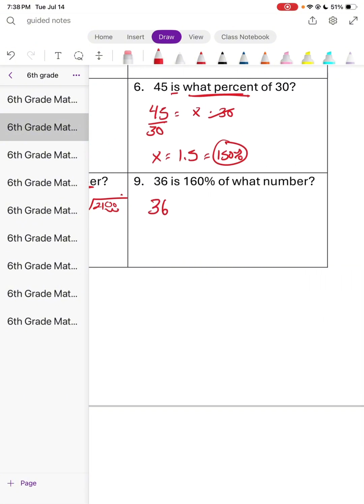36 means equals. 1.6 is 160%. Of means times what number? And again, you can write this in fraction or decimal form. We're going to divide by 1.6. Type that into your calculator, and you actually get an X value of 22.5. So therefore, 36 is 160% of 22.5. It is larger.